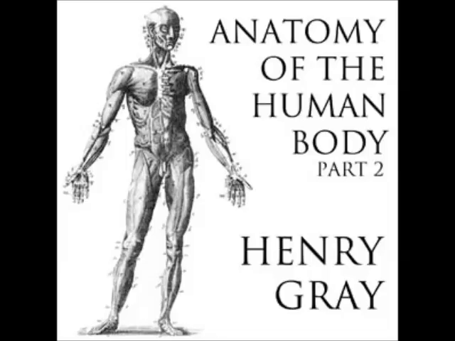Anatomy of the Human Body, Part 2, by Henry Gray. Muscles and Fasciae of the Forearm, Part 2. 2. The dorsal antebrachial muscles. These muscles are divided for convenience of description into two groups, superficial and deep.